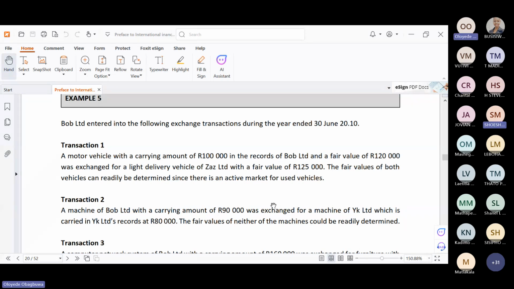Thank you. Yes. So you have to ignore the value that the other company places on it. The standard is saying that if the fair value of the asset that you are giving out is determined, use it. But if it is not, you will use the carrying amount of the asset that you have given out to measure the asset that you are collecting. Is that clear?